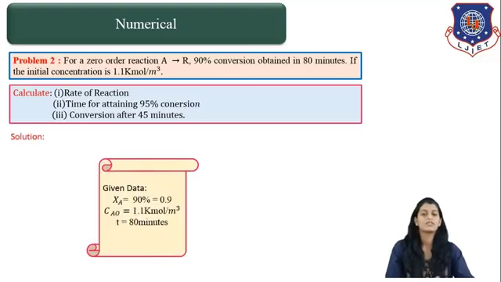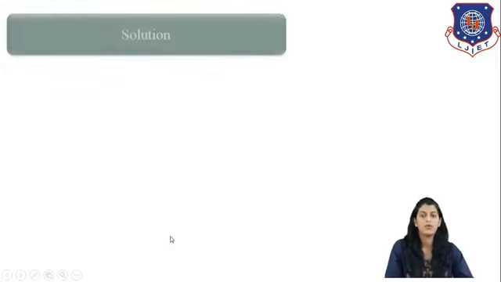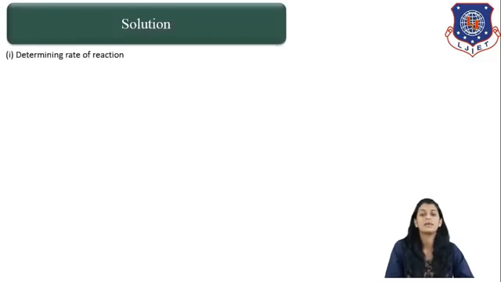Now let us start with the solution part. So just writing this given data for our purpose. In the given data, we can write XA, which is conversion given to us, is 90%. So we can write 0.9 for XA value. Initial concentration is 1.1 kilomole per meter cube, and time is 80 minutes. Now let us start with the first case of determining rate of reaction. That means we are going to determine the value of K for the given reaction.